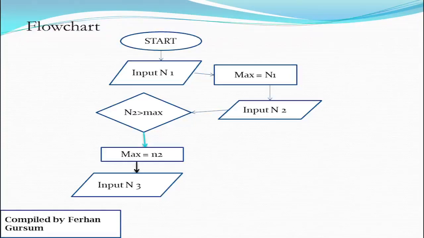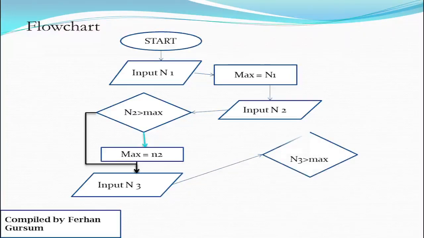Let us show using an arrow the flow of the program direction. So if it is false, as I told you, if N2 is less than max by default, which means N1 is max, then it jumps past max equals N2 and directly comes toward what? Input N3. Okay, now let us show the second condition for comparing N3 with max. This is the flow of program direction. Now the diamond structure, because we are going to compare N3 with max. Is N3 greater than max? It's asking. If it is yes, max is equal to what? N3.